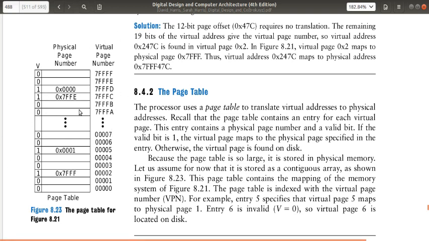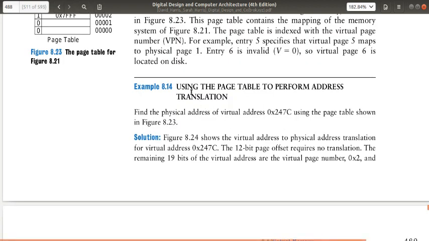And depending on this page table only, there will be some address translation happening. And this is stored in the main memory. To find the physical page number corresponding to a specific virtual page number, we just start from the beginning and count, go to that particular location and find that value. Okay, now let's see this example using the page table to perform address translation.